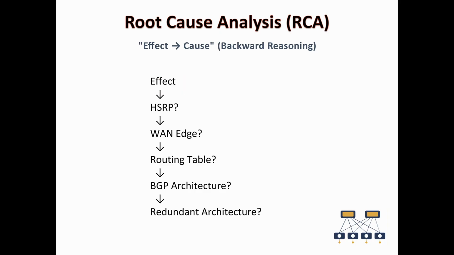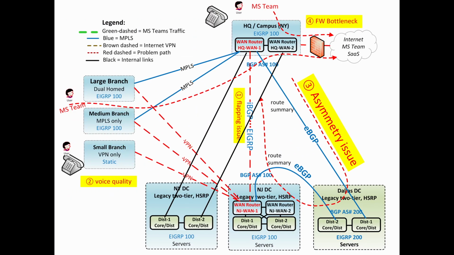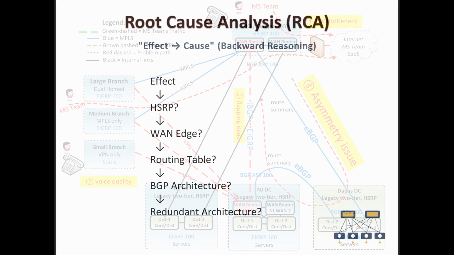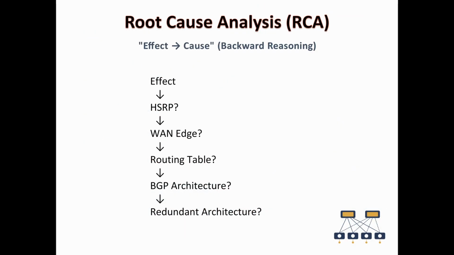Here, the effect is that the return path is different from the forward path. Forward path: New York to Dallas. Return path: Dallas to New Jersey to New York. Why doesn't the return traffic go directly back to New York? Why does the return traffic exit to New Jersey? Let's trace the return path to identify the root cause. First, is HSRP the root cause? Let us zoom in to Dallas Data Center.